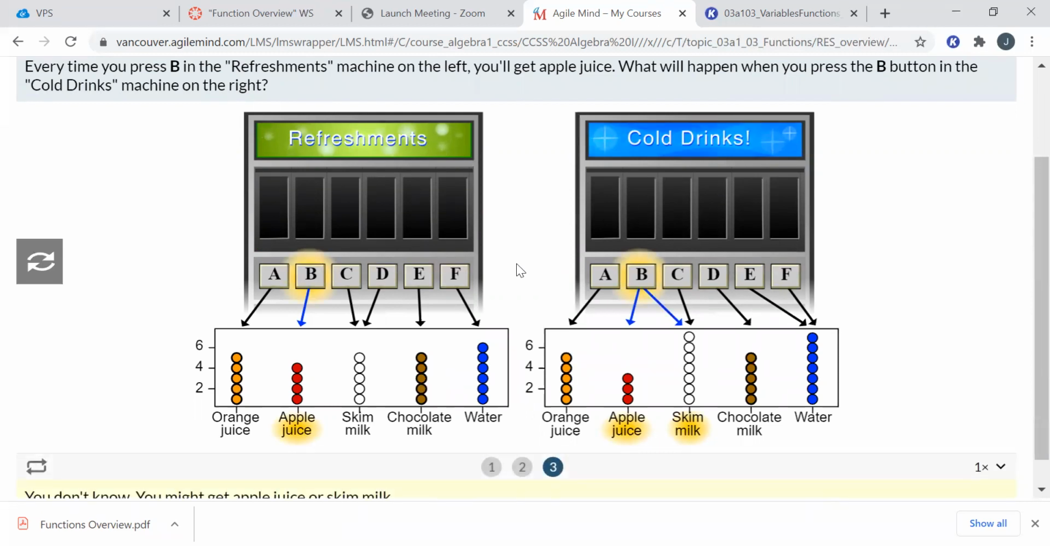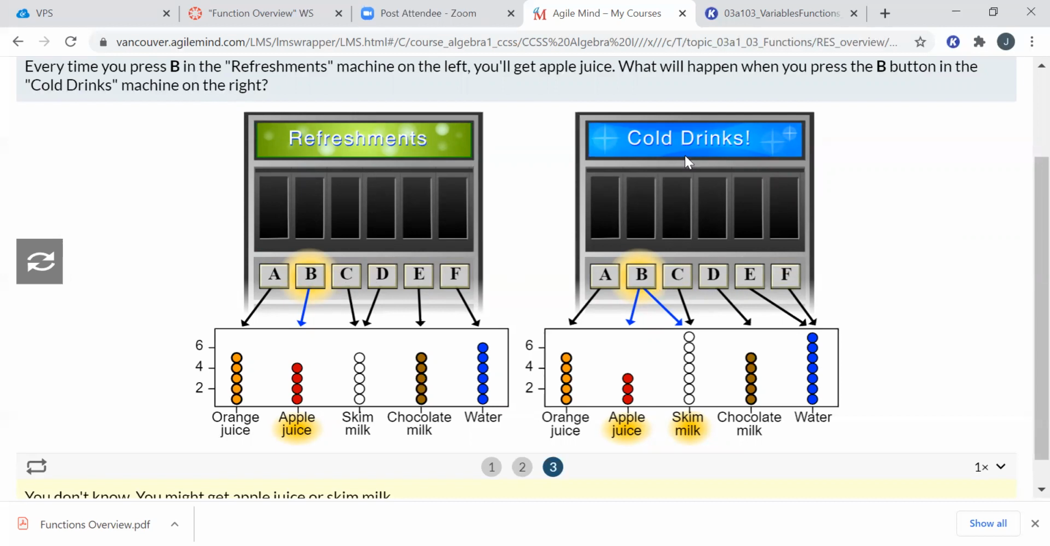That's the big question here. And this is the question at the crux of what it means to be a function. So the way I like to think of it is functions are dependable. So if I go to the machine on the left, I can depend. If I push a button, I can trust what I'm going to get out. Even if I push C or D, I know no matter which one I push, I'm going to get skim milk.